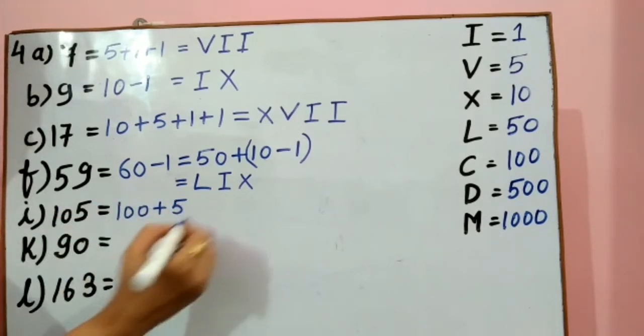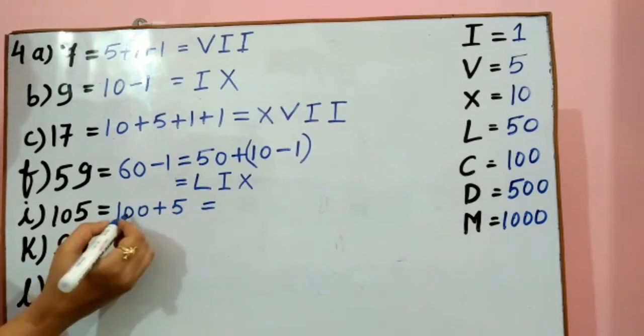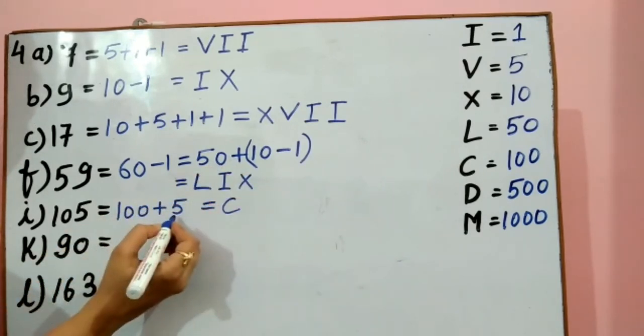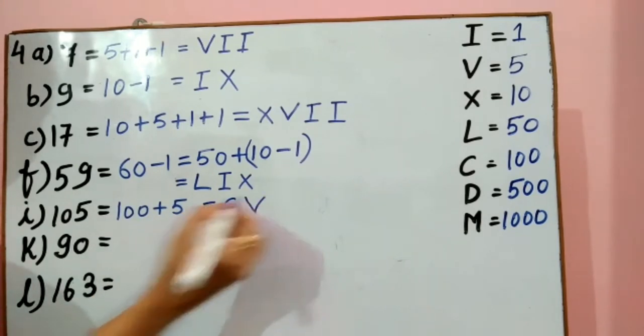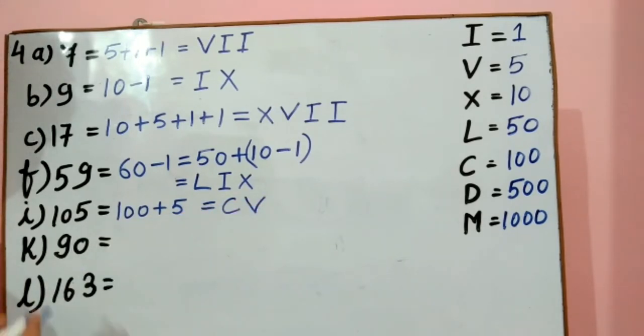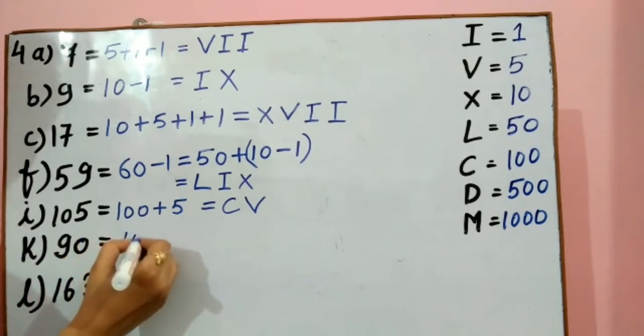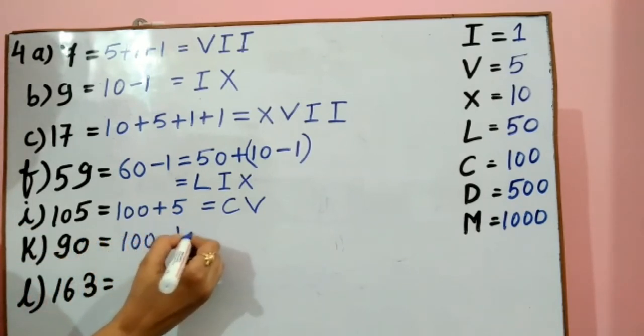Next, E. 105. And 105 we can write like this: 100 plus 5. 100 is the value of C and 5 is the value of V. Understood? F. 90. Can we write 90 like this? Yes.